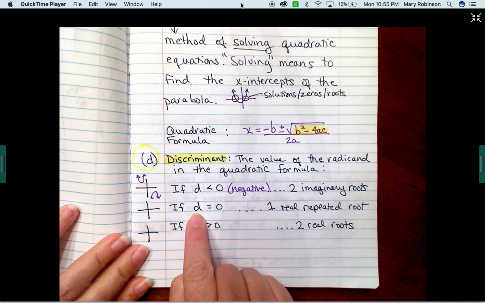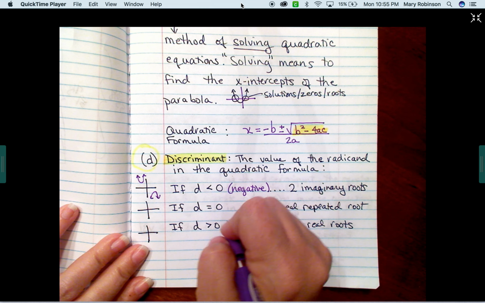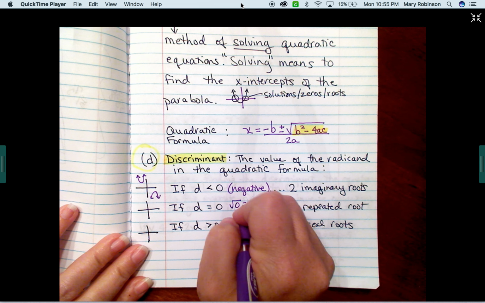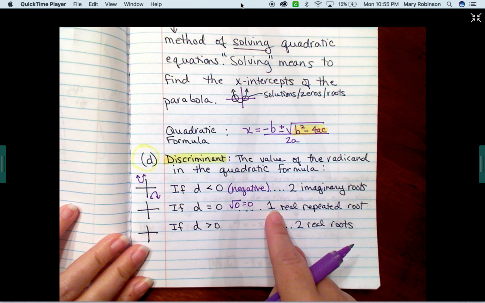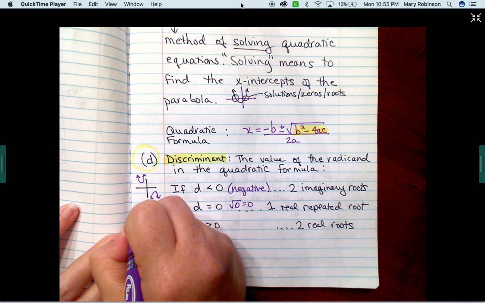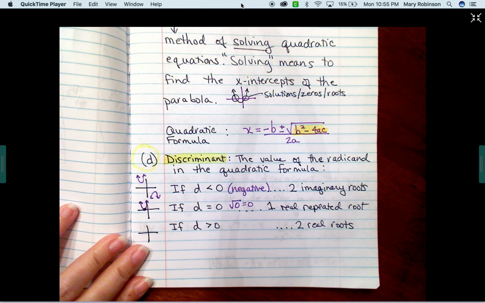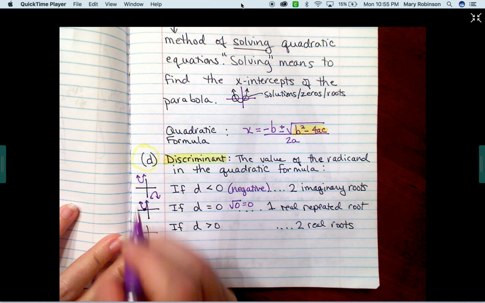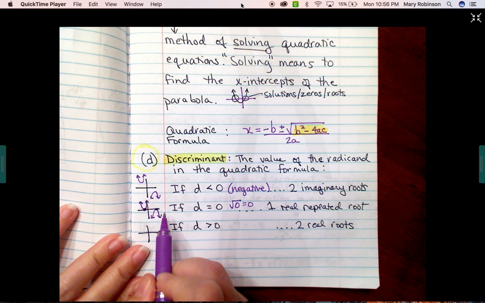Next, if our D is equal to 0, then that means we would end up taking the square root of 0, which just equals 0. And when that happens, we will have one real repeated root. Now what that means graphically is that our parabola will sit on the x-axis and it will only touch the x-axis once. Or, it could open down as well and just hit the x-axis one time.